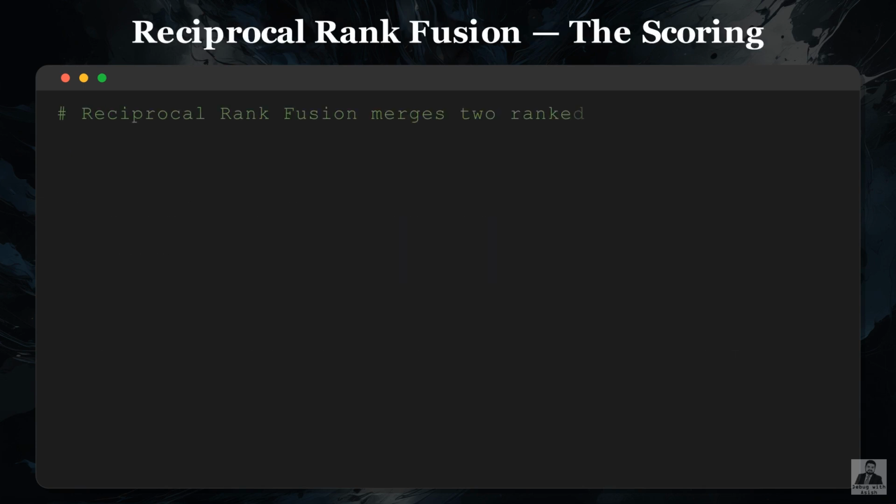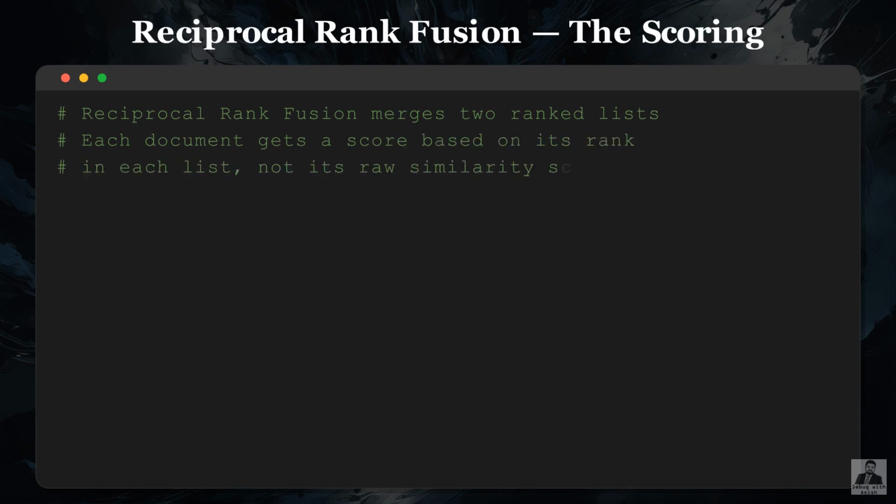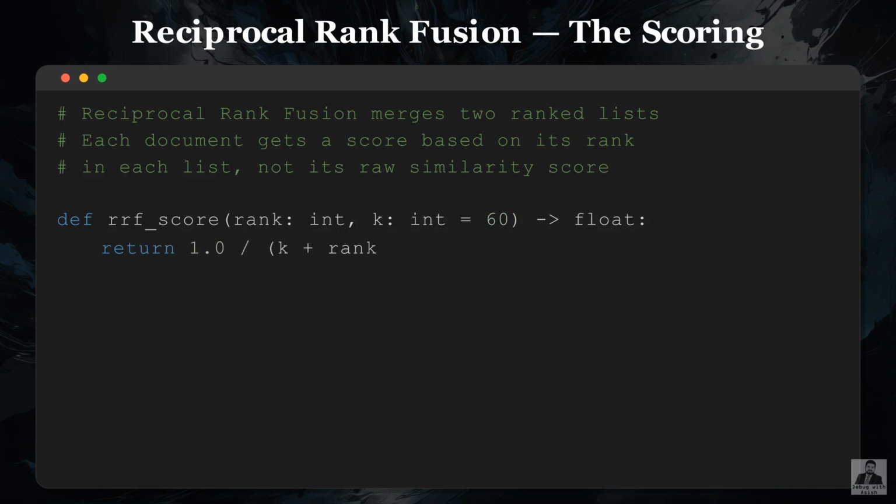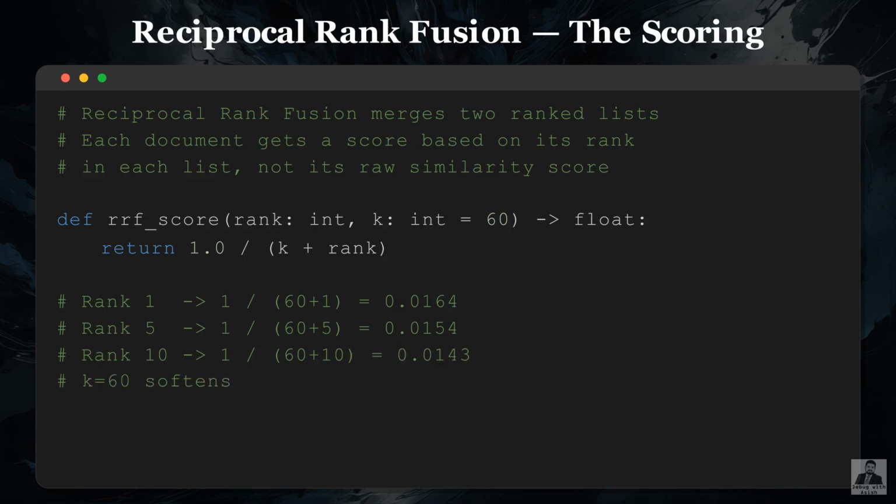Reciprocal Rank Fusion is the standard algorithm for merging 2 ranked result lists. The key insight is that we use rank position rather than raw similarity scores because scores from BM25 and cosine similarity are on completely different scales and cannot be compared directly. Each document gets a score of 1 divided by K plus its rank. The constant K of 60 is a smoothing factor that prevents the top-ranked document from completely dominating the final list.